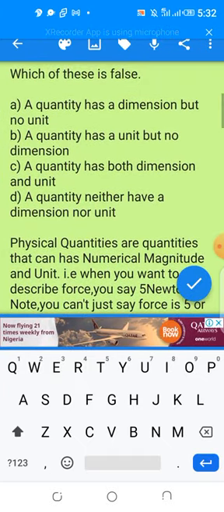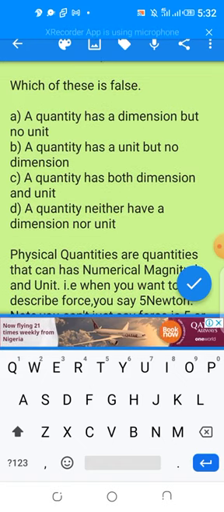A is false. A quantity that has dimension must have unit, but a quantity that has unit may not have dimension. It's very important. This A and B is very important. A, a quantity that has dimension must have unit. B, a quantity that has unit may not have dimension. Please take note of that.